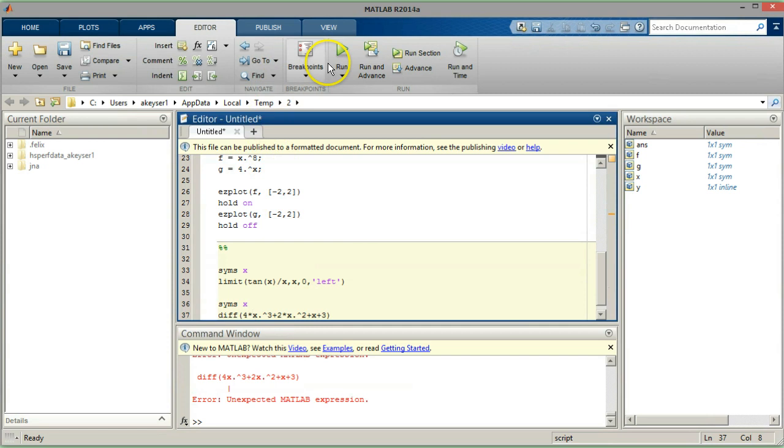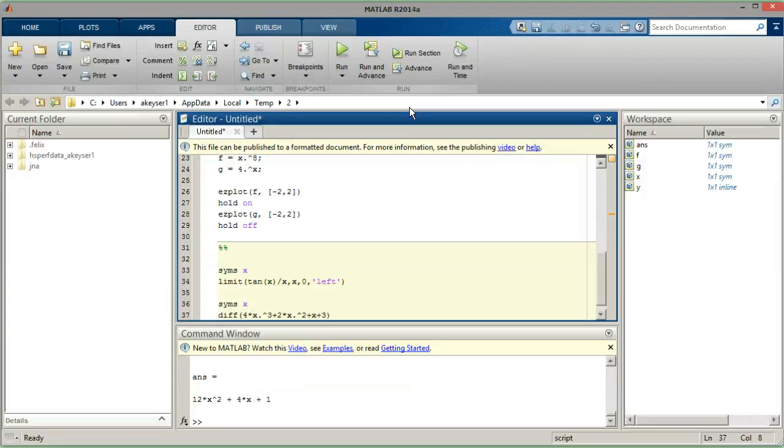Now let's try this again. You see it differentiated for me. It did 4 times the 3, which is 12x squared, and then plus 4x plus 1. So it differentiates the function. Again, this is a symbolic expression, so you have to put syms x and all of these different things.